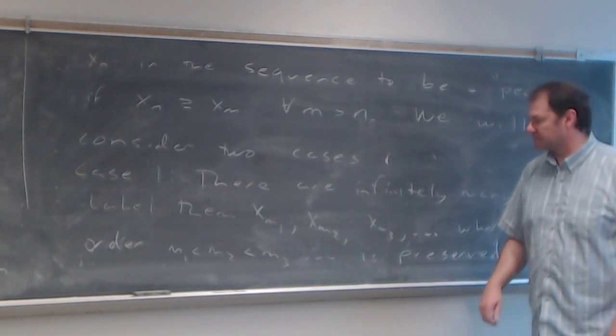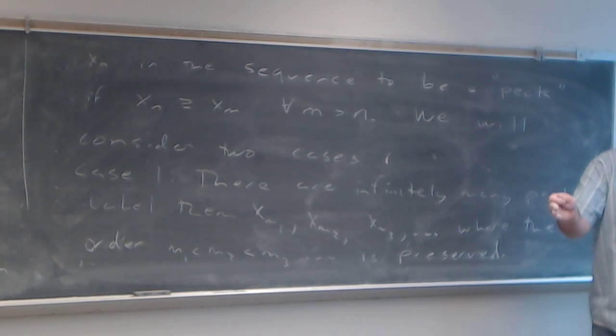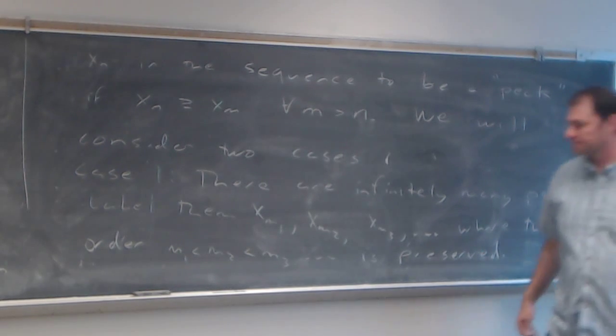You know, you're looking at the sequence. It's got infinitely many peaks. So there's got to be a first peak, the first one you run across. We call that X sub N sub 1. Then from there, you start looking for peaks. There are infinitely many, so there's one that follows it somewhere. We call that X sub N sub 2, the first one that follows. And the next peak that follows X sub N sub 2, you call that X sub N sub 3. So you just keep them in this order.